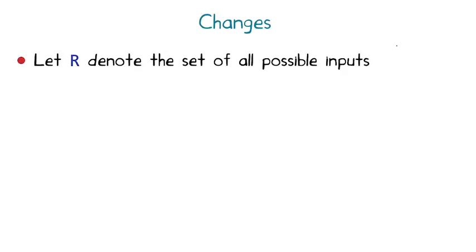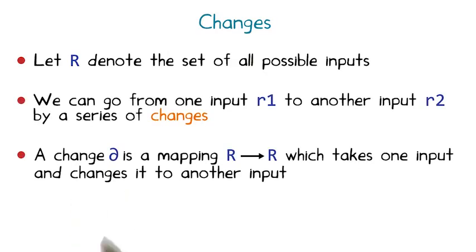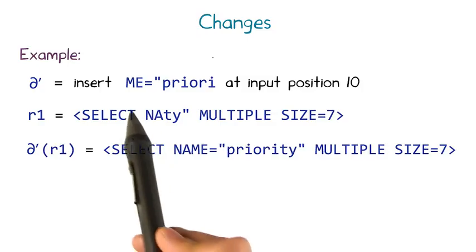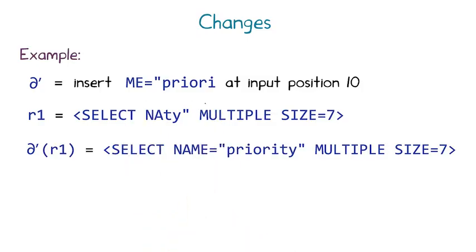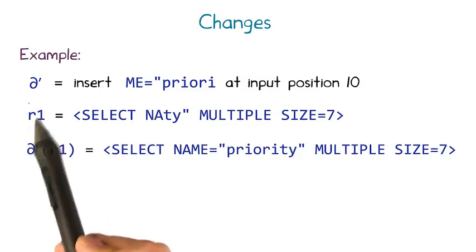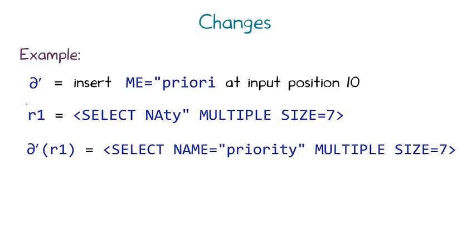The key building block in the delta debugging algorithm is the concept of a change, which is how one input is transformed into another. Formally, a change delta is a mapping from the set of all test inputs to itself. In other words, it is a function which takes a test input R1 and returns another test input R2. The operation of inserting this string between the 10th and 11th character positions of the input would be an example of a change function that is relevant to the Mozilla example from before.